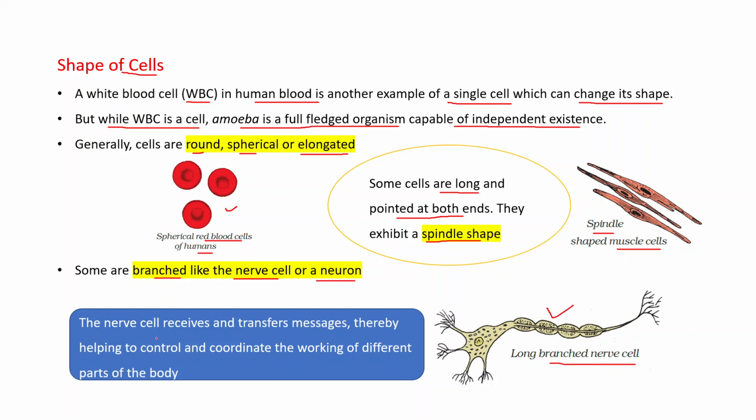Now, what is the function of this nerve cell? A nerve cell receives and transfers messages, thereby helping to control and coordinate the working of different parts of the body. This is the function of the nerve cell. Simply we can say whatever feelings we feel, this is due to this nerve cell. This nerve cell receives the message and transfers the message to another part of the body.